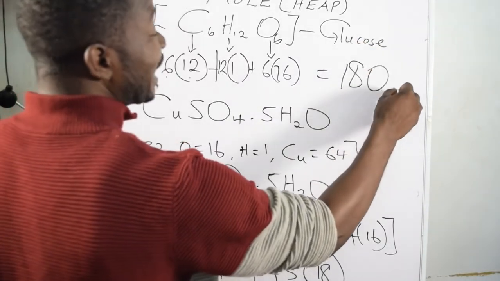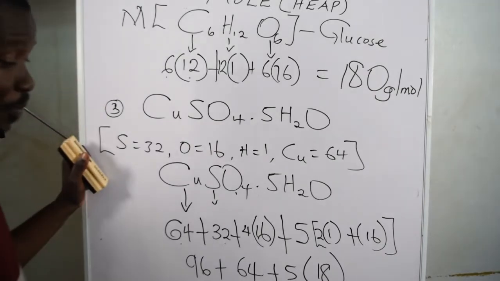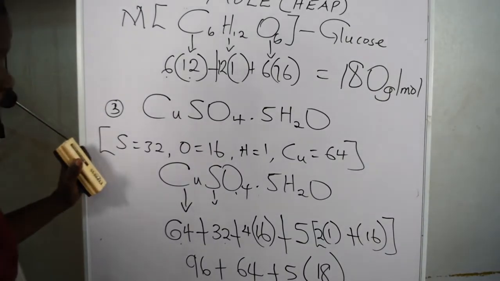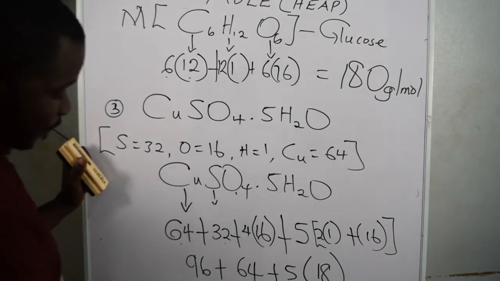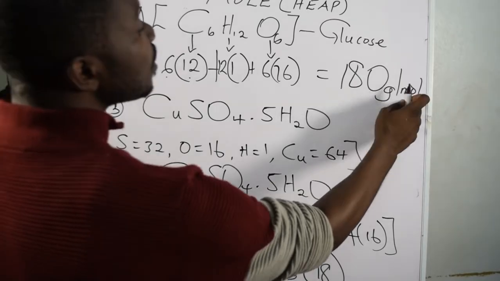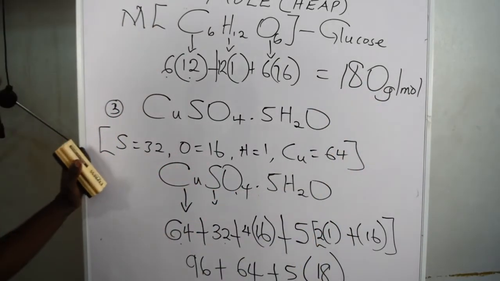180. Good. Grams per mole. Don't forget, grams per mole. So I'm sure you will also work on this for me. Don't forget the unit, grams per mole, 180 grams per mole.